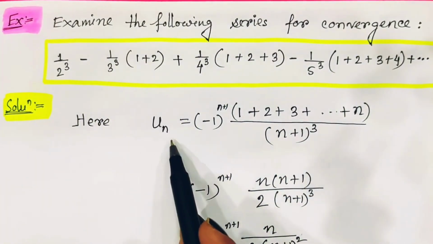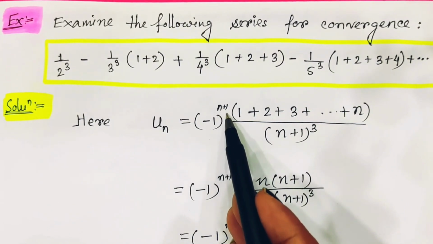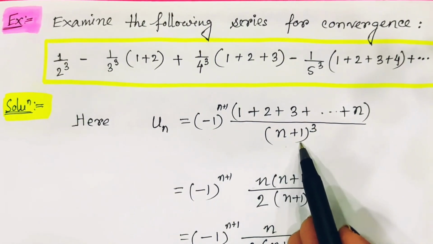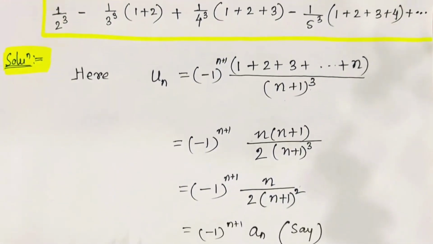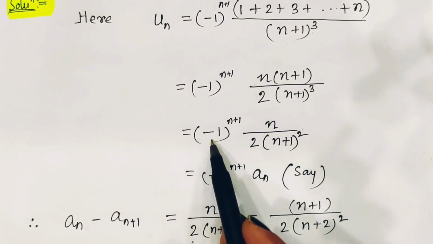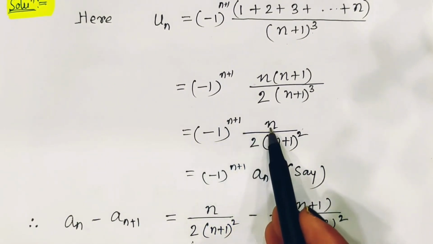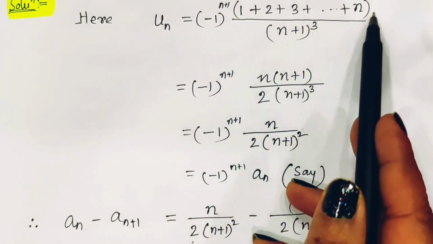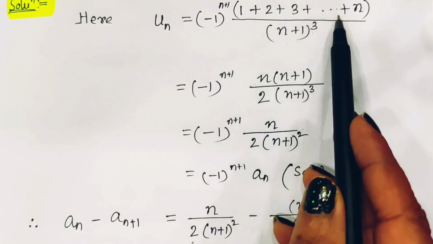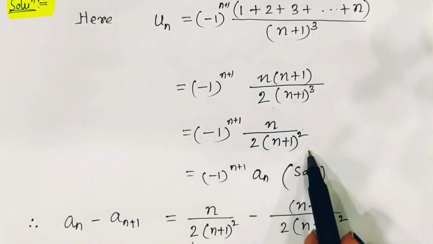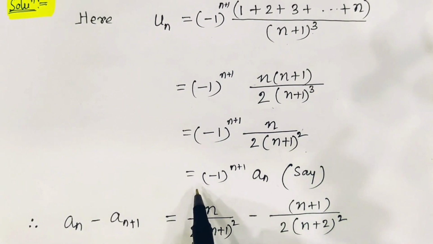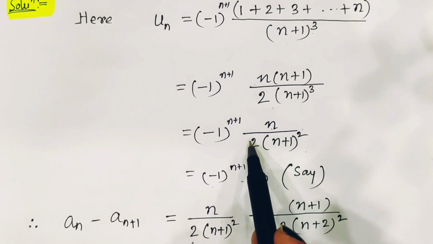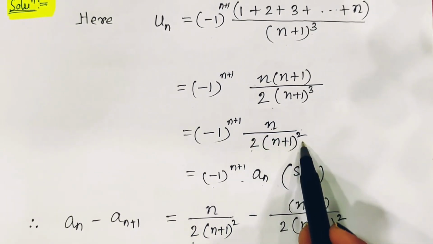So here again u_n is equal to minus 1 to the power n plus 1, and here it is 1 plus 2 plus 3 up to n, divided by n plus 1 whole cube. Now if we simplify, we will find this is equal to minus 1 to the power n plus 1 into n divided by 2 into n plus 1 whole square. We just write down its formula, which is n into n plus 1 by 2, and after simplification we can write this as minus 1 to the power n plus 1 a_n, where a_n is equal to n divided by 2 into n plus 1 whole square.